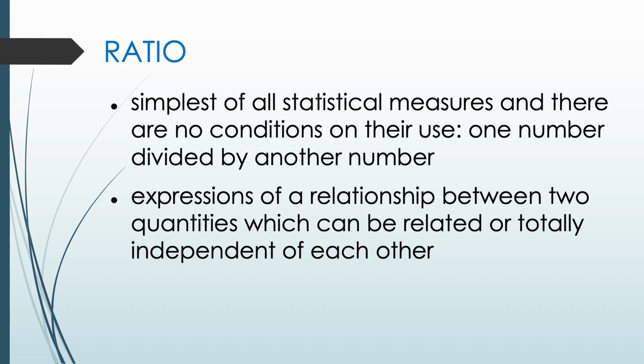Ratio is the simplest of all statistical measures, and there are no conditions on their use. It is often expressed as one number divided by another number. It expresses a relationship between two quantities which can be related or totally independent of each other. For example, the ratio of boys to girls in first year is 1:3. The ratio of the tables to the first year students is 1:10.